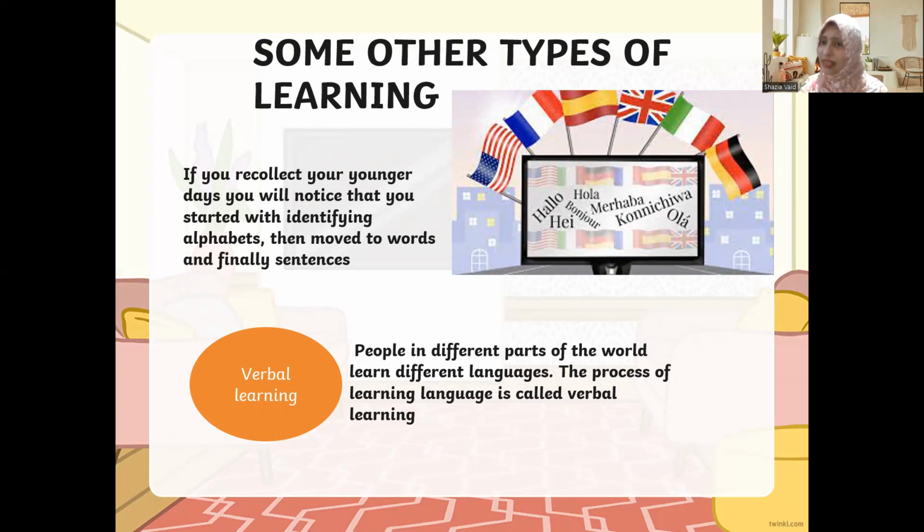When you see people talking, listen to them and learn it, that is called verbal learning. If you remember your younger days, you will notice how you learned a language. First, you identify the alphabets, then you move on to the words, and then finally to the sentences. This is how you learn, and this is called verbal learning. When you listen to someone and you learn, that is called verbal learning.